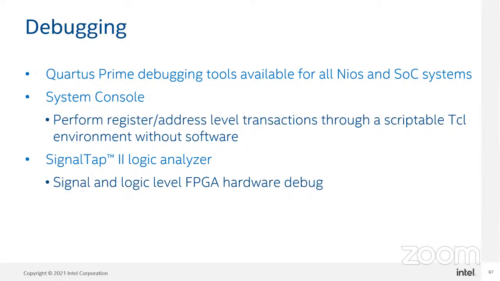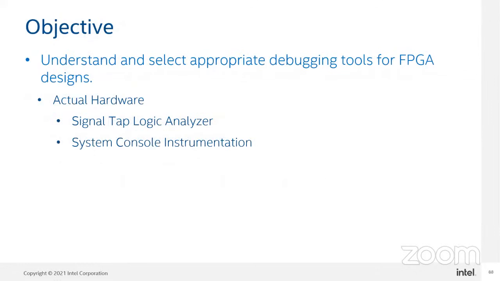In both cases, you will get a clear picture of how the debugging tools are effective and how they are helpful for us. Let us start with the first debugging tool. The objective of this session is to understand and select appropriate debugging tools for FPGA design. So first, you have the actual hardware, the Signal Tap Logic Analyzer, and the System Console instrumentation. Let us try to do that one by one.